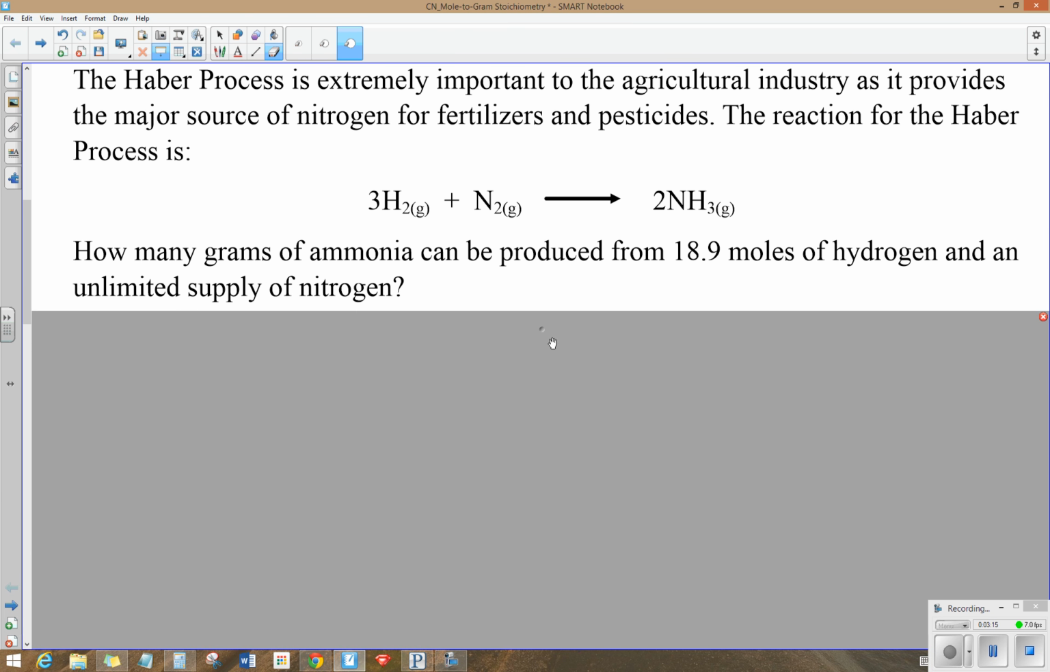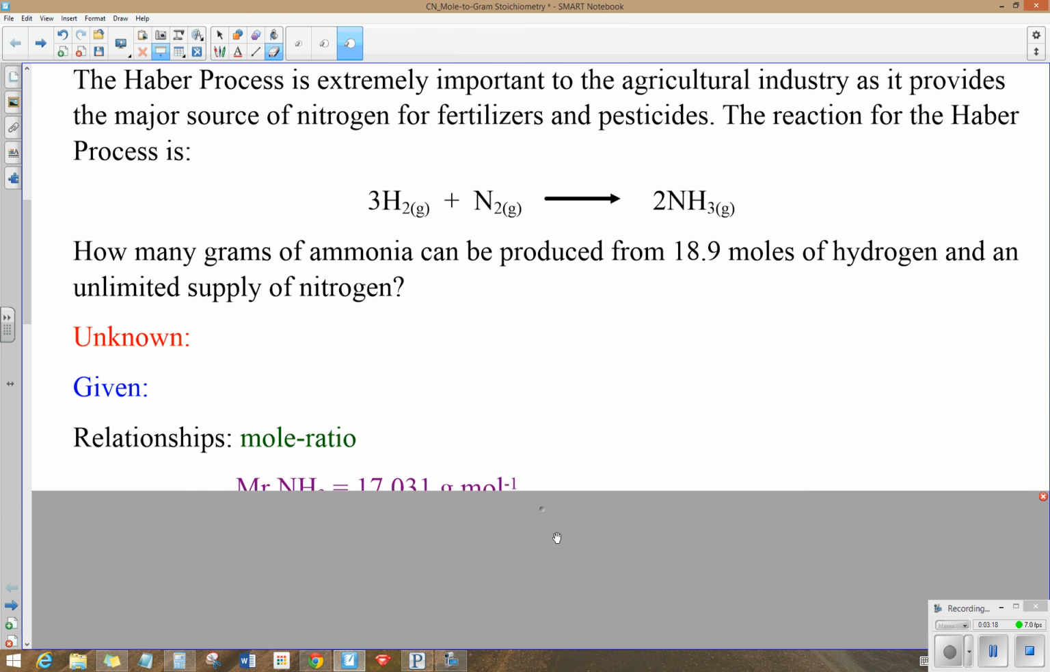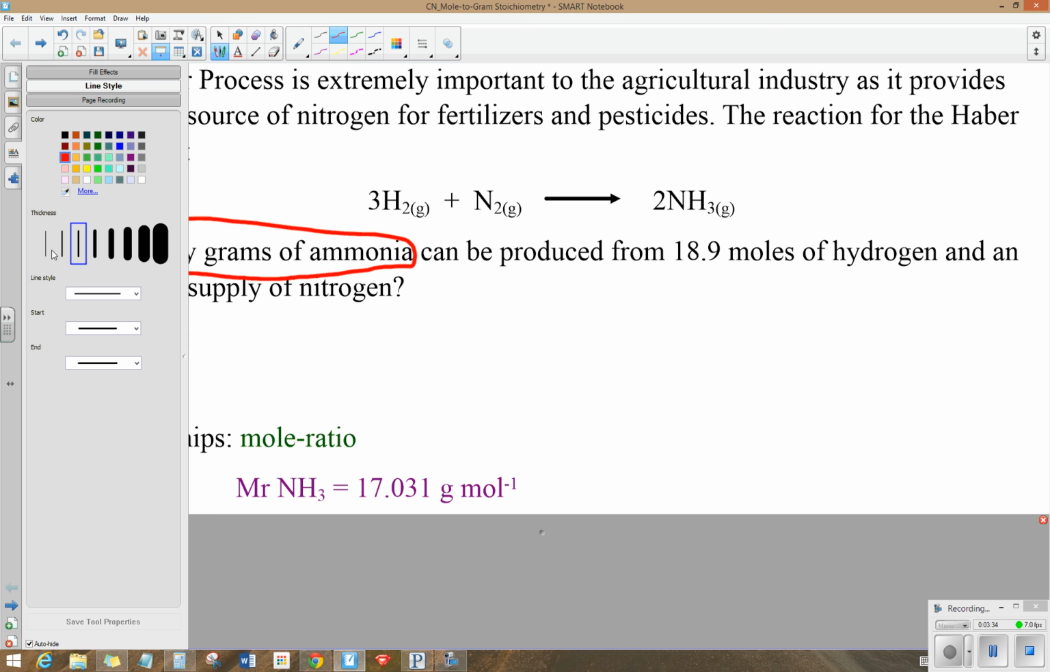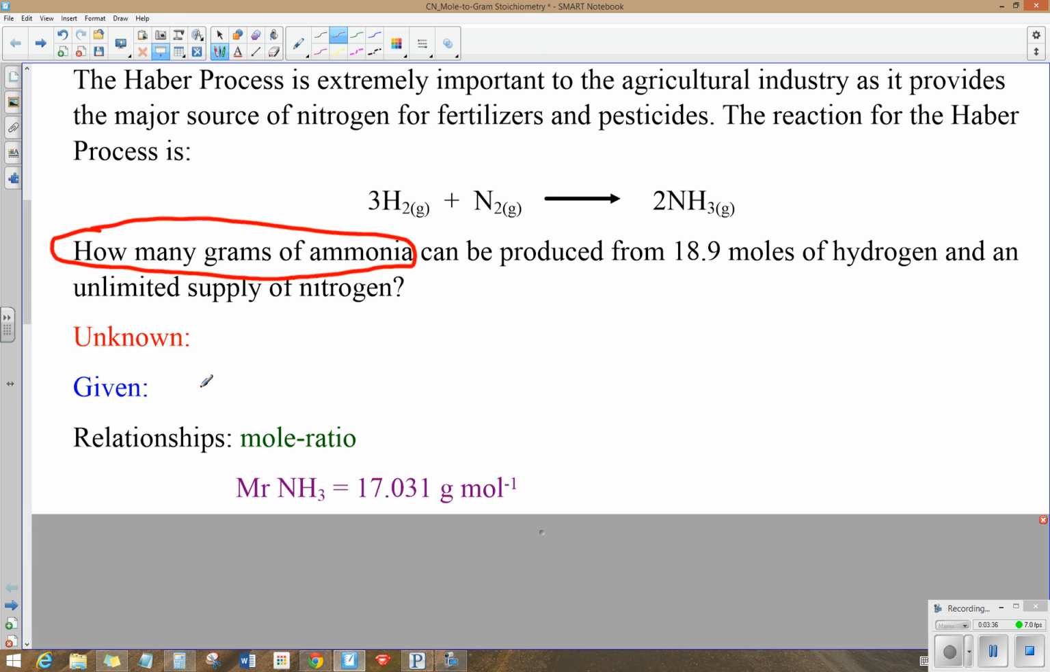So going through here, remember we have a couple different steps that we want to take. First, we want to identify the unknown. So looking here in the equation, the unknown says how many grams of ammonia can be produced. So how many grams of ammonia? We are talking about a certain mass of ammonia.